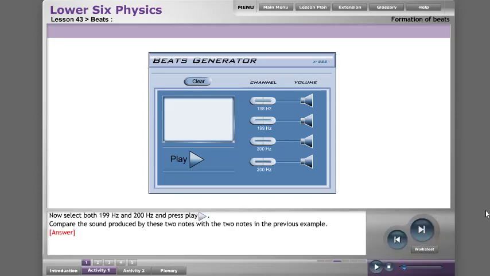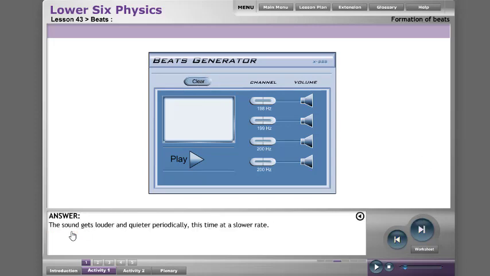Now select both 199 Hz and 200 Hz and press play. Compare the sound produced by these two notes with the two notes in the previous example. Answer: the sound gets louder and quieter periodically, this time at a slower rate.